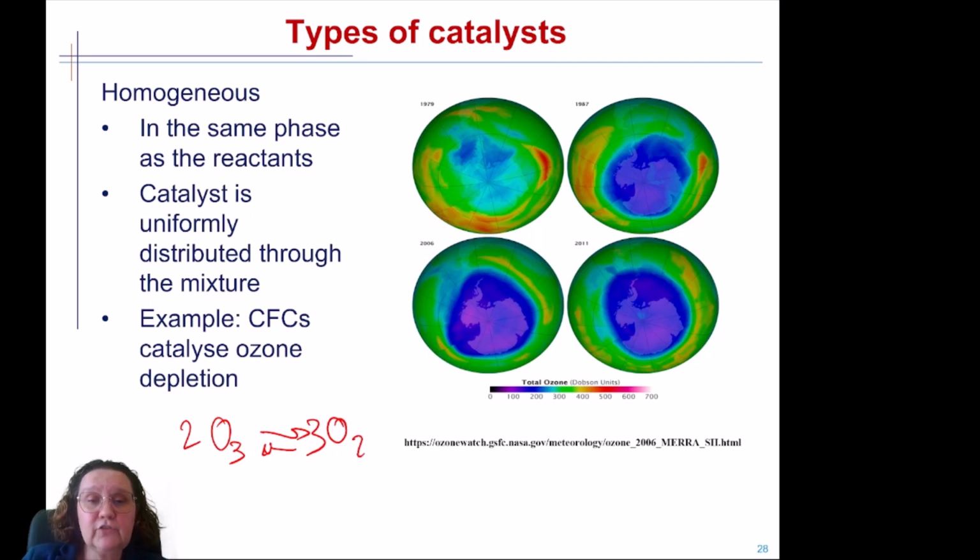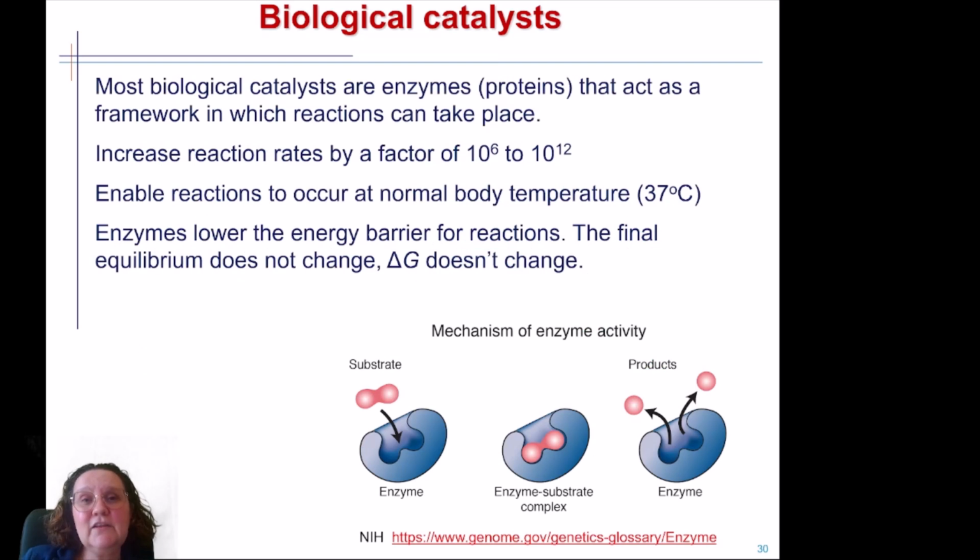And what chlorofluorocarbons do is they catalyze the destruction of the ozone, the breaking down of the ozone into the more stable dioxygen. And they are gases. So it's an example of a homogeneous catalyst. And a little bit about biological catalysts, enzymes.